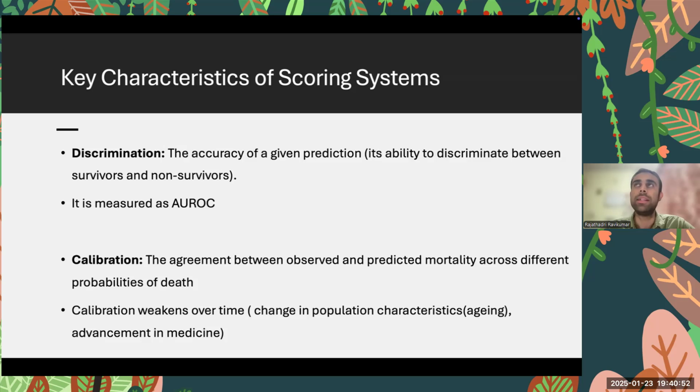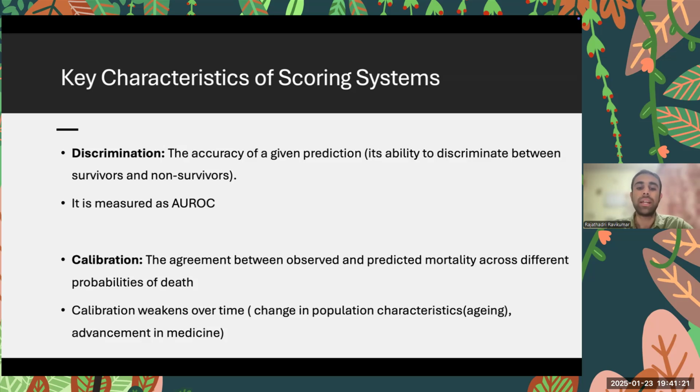So in the sense, what does it mean? Suppose the Apache score is 10, the mortality will be around 15%. And if the Apache score is around 20, the mortality will touch up to 40%. So even at a lower Apache score and a higher Apache score, the predicted mortality should be accurate. Then only we call it a calibrated system. If it is only performing better at higher scores or lower scores, then it is not a calibrated system. Then we'll have to calibrate it accordingly.